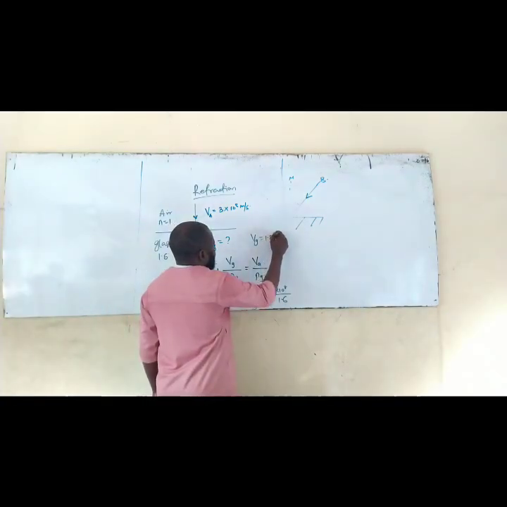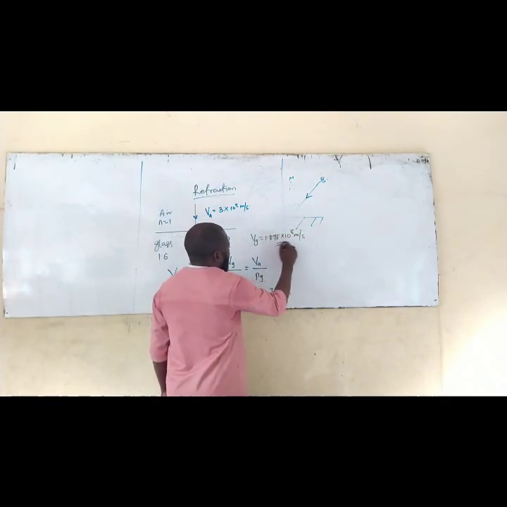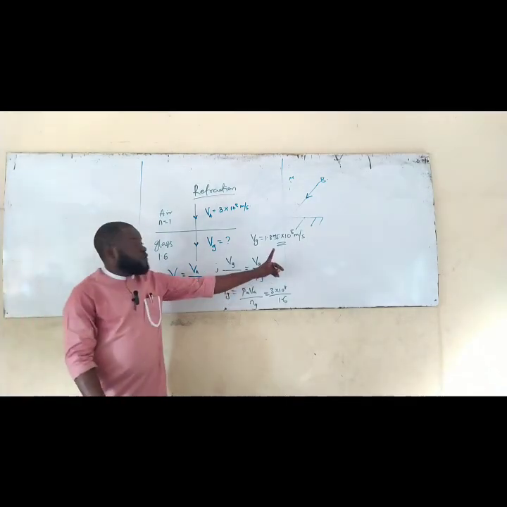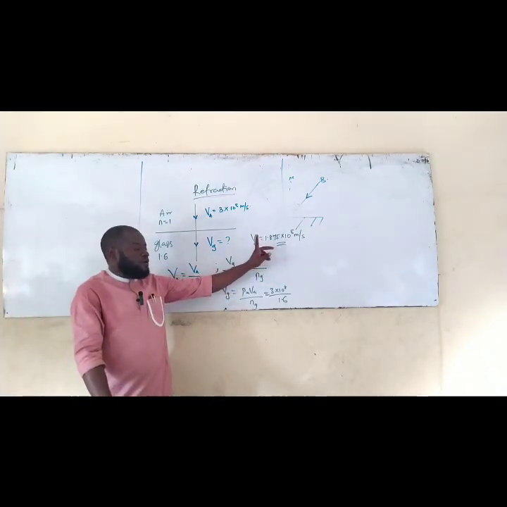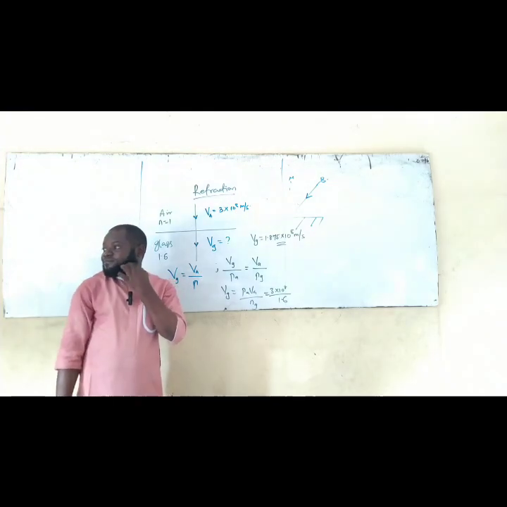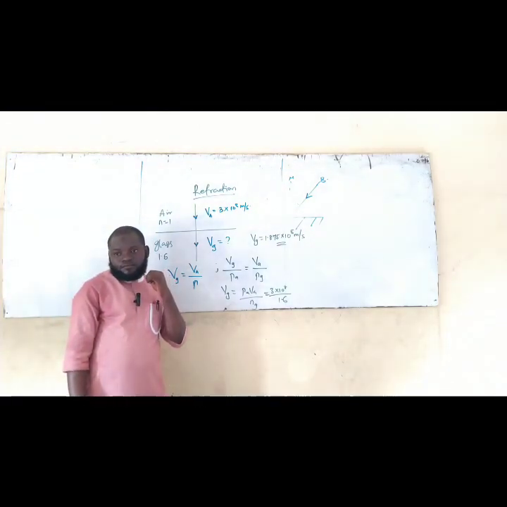So we have 1.875 times 10 to the power of 8 meter per second. So that gives you what? That gives you the velocity of light in glass. You can see that the speed does what? Is it increasing or decreasing? It decreases.